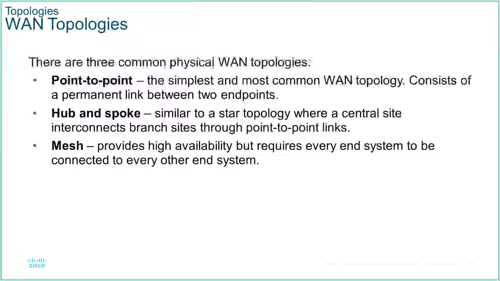Mesh is where we join every single system to every other system, and it's quite labor intensive and costs a fortune. But it is the most redundant network we have. Because everybody is connected to everybody else, if a single link goes down or two links go down, it tends not to affect the overall performance of the network as much as a hub and spoke would.